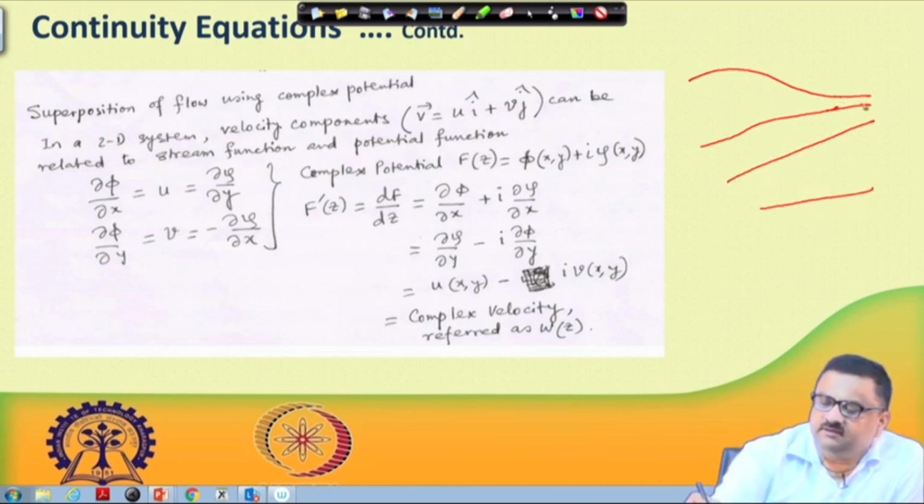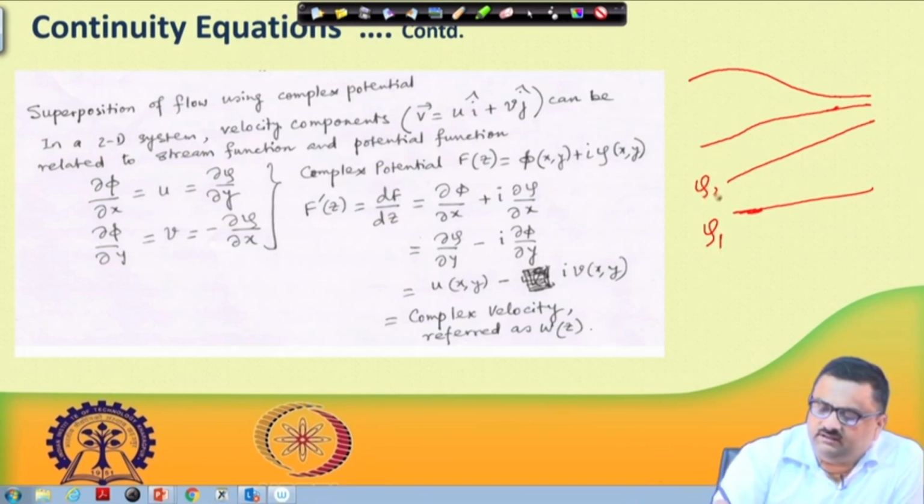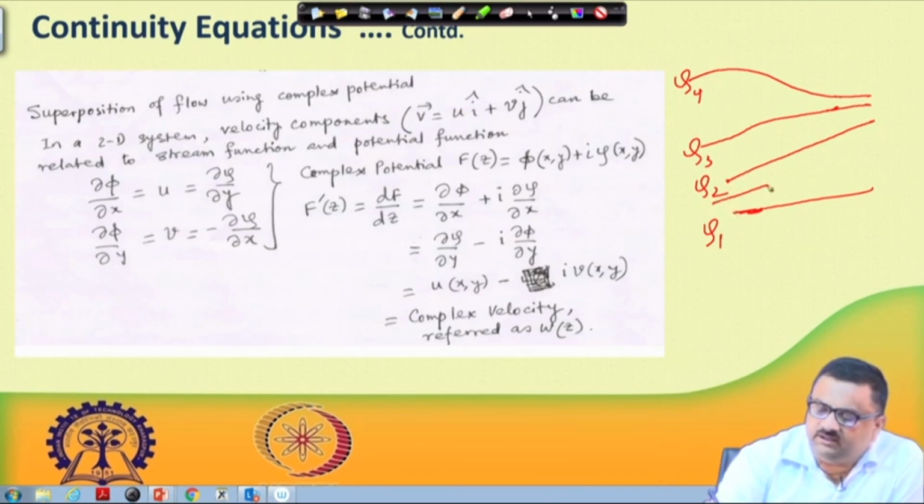So, here I see the streamlines, they are coming close to each other. The streamlines are drawn in such a way, let us say this is psi 1, this is psi 2, this is psi 3, this is psi 4. So, these streamlines are drawn in such a way that one can say that the volumetric flow that takes place between the two streamlines is basically the difference between the two stream functions.